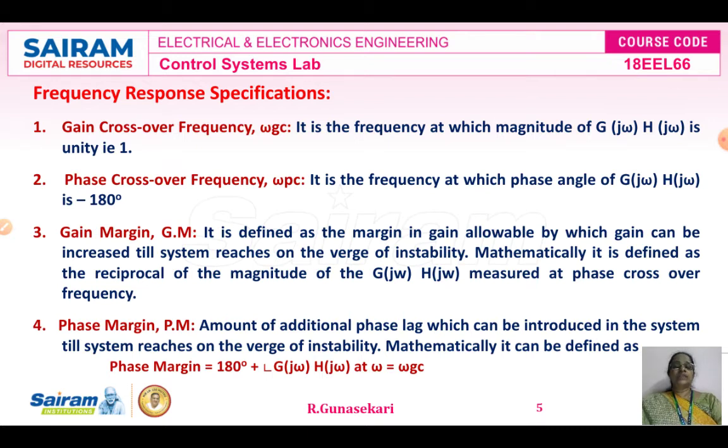The last frequency specification is phase margin, represented by PM. It is the amount of additional phase lag which can be introduced in the system till the system reaches the verge of instability. Mathematically, the phase margin is defined as 180 degrees plus the angle of G(j omega)H(j omega) at omega equal to omega gc, that is the gain crossover frequency.